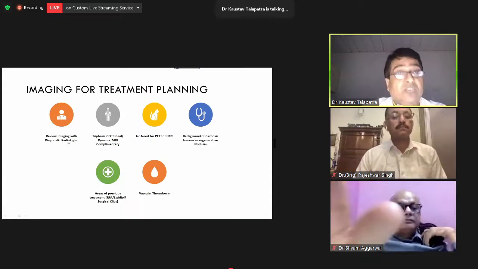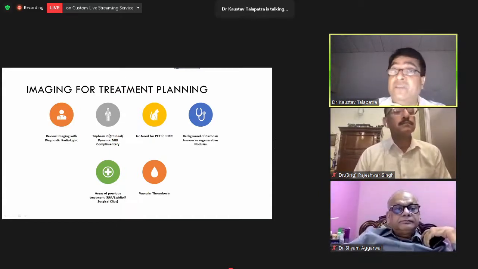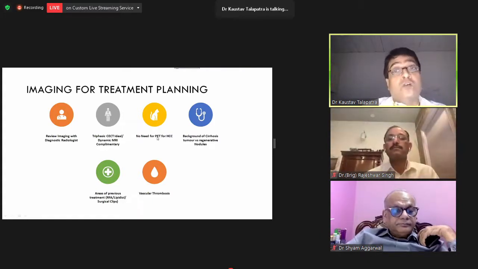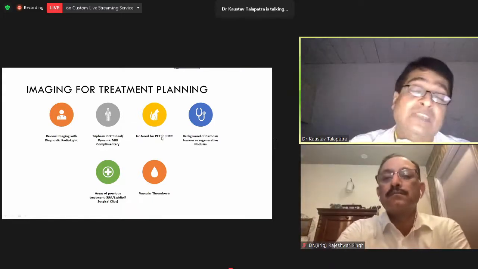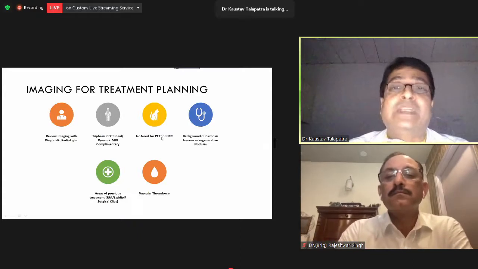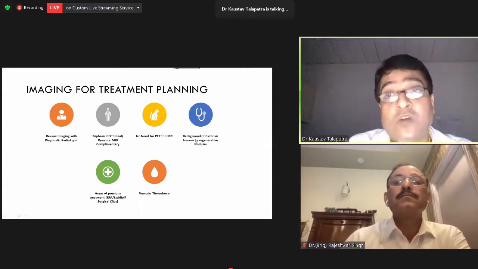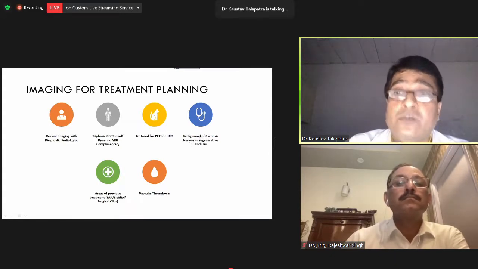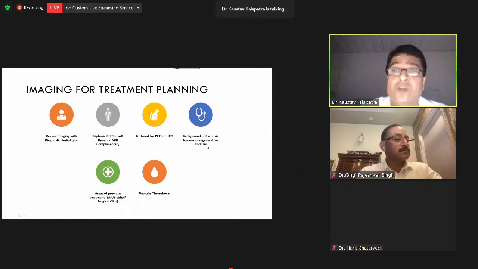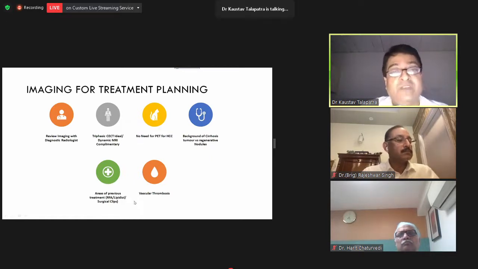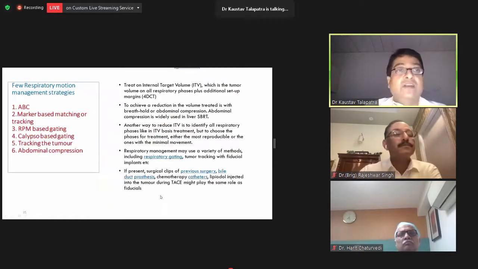So review imaging with the diagnostic radiologist, triphasic CT and dynamic MRI fusion. For contouring, you do not need to do PET CT, but as Dr. Soin said, to see extrahepatic disease, you may do PET CT. Background of cirrhosis is very important. So identify cirrhosis. In the background of cirrhosis, please identify the regenerative nodules from the tumor and don't start contouring the nodules. Please identify the areas of previous treatment and vascular thrombosis.